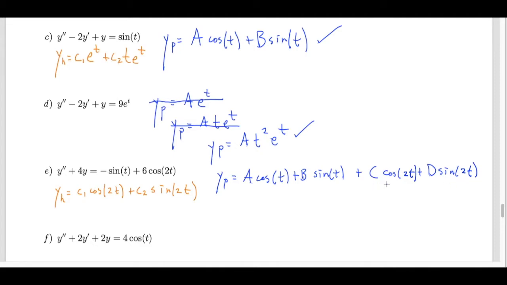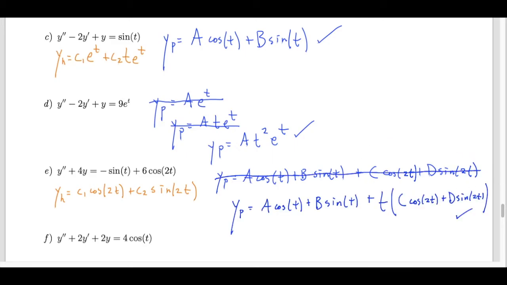But I notice repetition between these cos of 2t, sine of 2t terms, and the same terms in my y sub h. These terms, cos of t, sine of t, are not repeating, so those can be left alone, and I'll just multiply these terms here by a t. So I'll have a y sub p that looks like this.